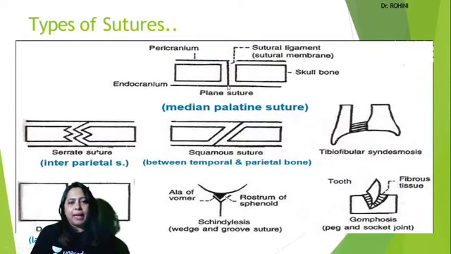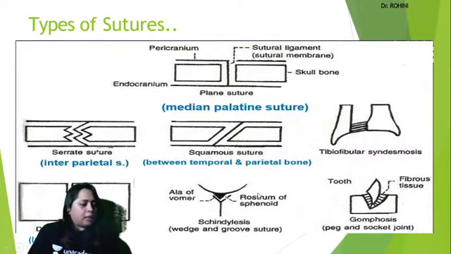See, this is the plain type of suture. This is the overlapped squamous suture, and the serrated edged suture is this one. And then there is the dentate type, which looks like a tooth. That's why it's called dentate.